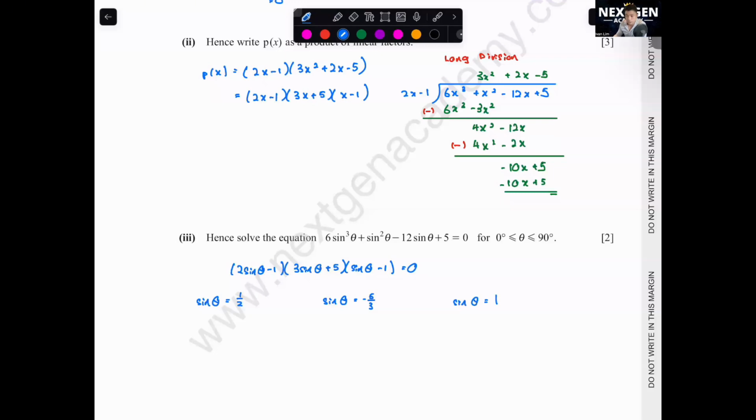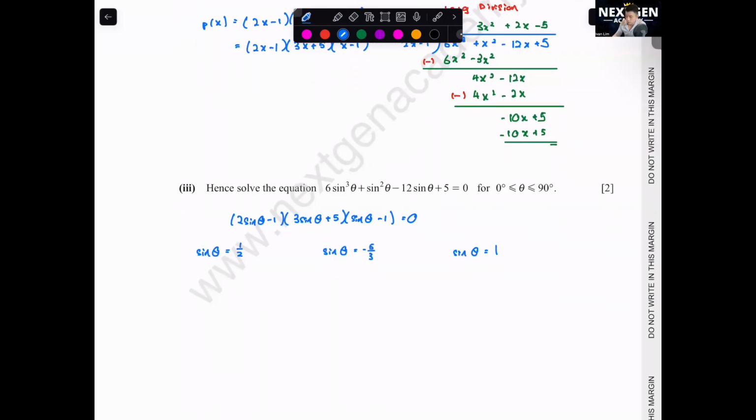What does it mean over here? 0 to 90 degrees. It means when we want to solve, our ASTC is only first quadrant. Only quadrant 1. Right, let's solve for this one. So we solve like how we normally solve our trigo question. First one, alpha equals to inverse sine 1 over 2, which is equals to 30 degrees.